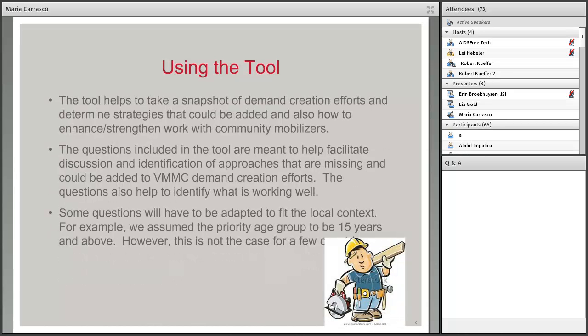The tool helps to take a snapshot of demand creation efforts and identify strategies that could be added. And the questions in the tool, like I said, are meant to facilitate conversation. And note that a few questions may have to be adapted to fit your local context. In the slides following, I'll show you an example of this. But don't be concerned about this. The adaptations will have to be minor. So the tool can still be useful in various VMMC priority countries.